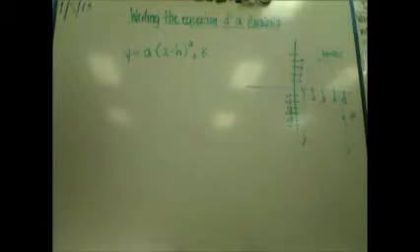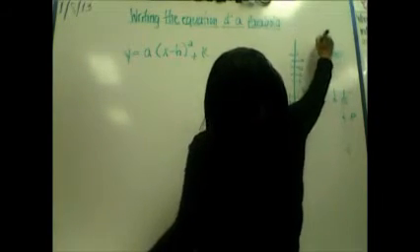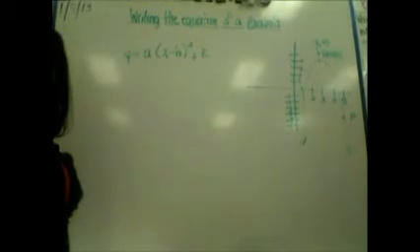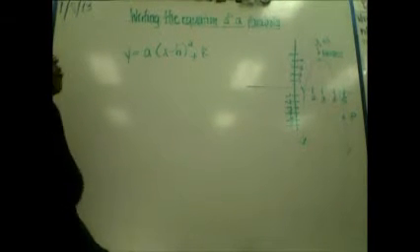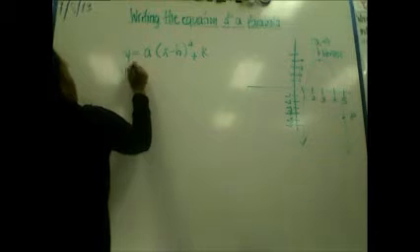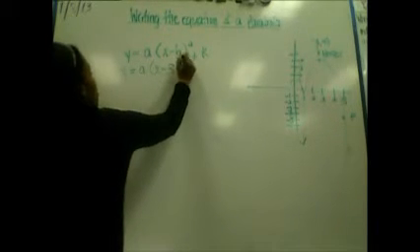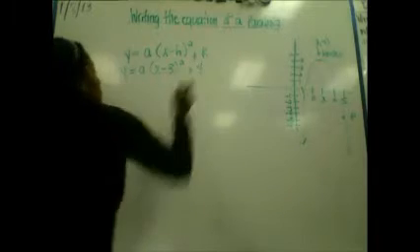The first thing you want to do is substitute in h and k. H is 3 and k is 4 because your vertex is 3, 4. So everywhere you see h, you're going to put 3. Everywhere you see k, you're going to put 4. Y equals a times x minus 3 squared plus 4.